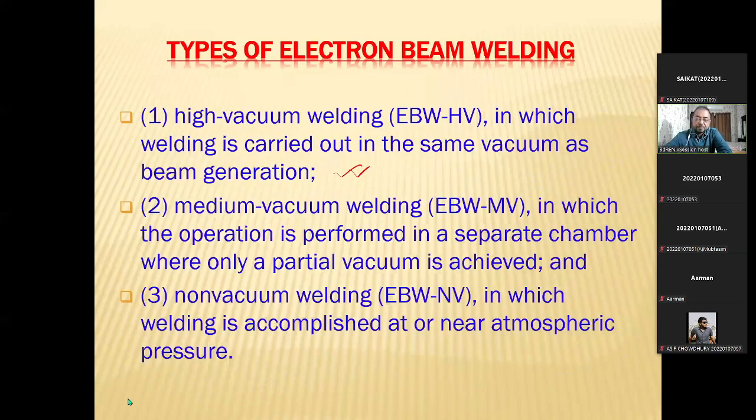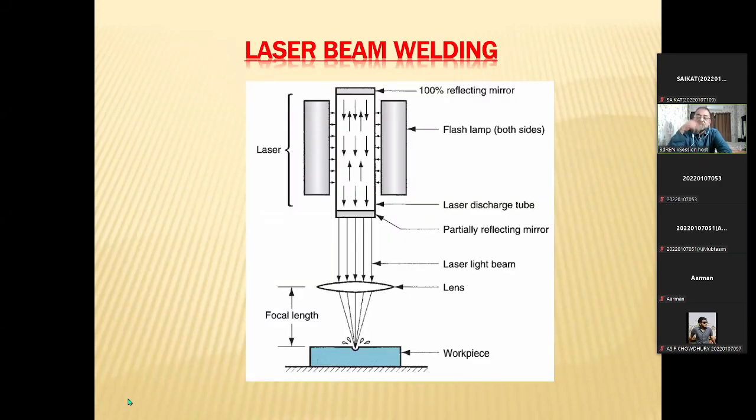And the next type of welding is called laser beam welding. Here we shall use light; in the first case, we used electrons. When this light has the same wavelength, it is called a laser beam. That is, a laser beam is light with the same wavelength. If the beam is laser, then we can use a lens to focus it.